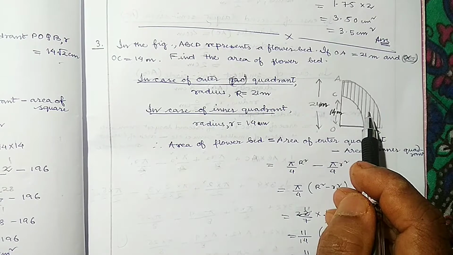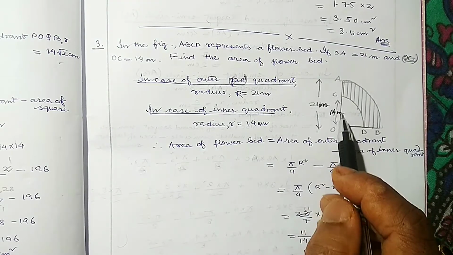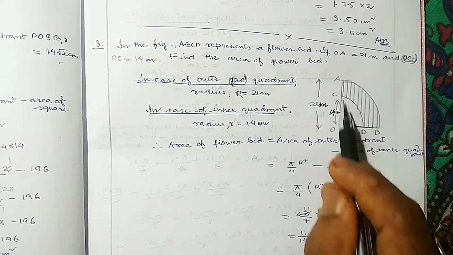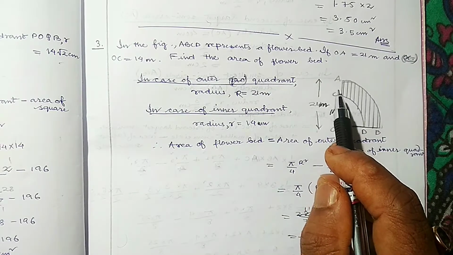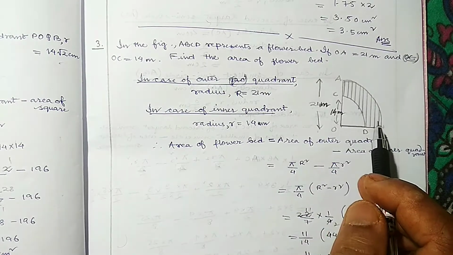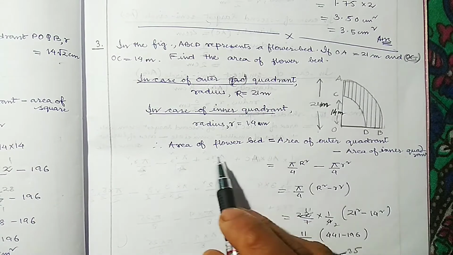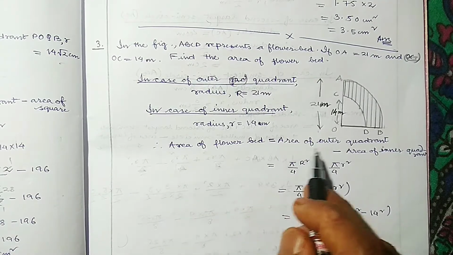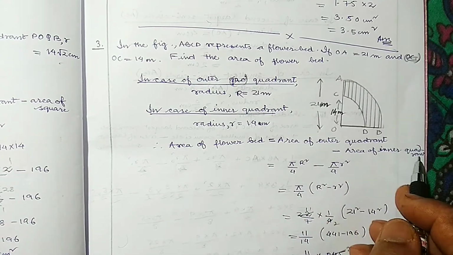For this what we have to do? We have to subtract the area of the smaller quadrant from the area of the bigger quadrant. And as I told you, a quadrant is nothing but 1/4 of a circle. So the area of the flower bed is the area of the outer quadrant minus the area of the inner quadrant.